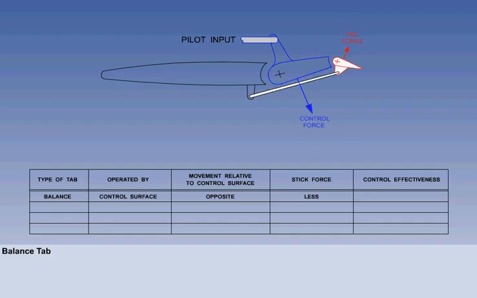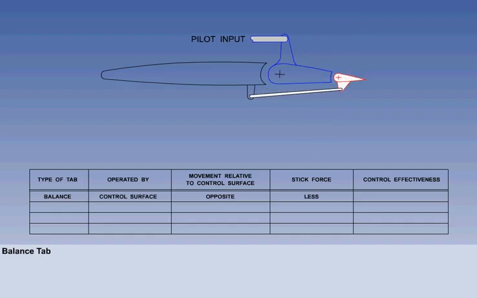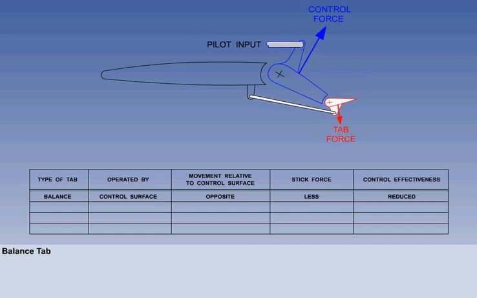It is the aerodynamic force on the balance tab acting in the opposite direction to the one on the control surface which reduces the hinge moment. Because the balance tab moves in the opposite direction to the control surface, the effectiveness of the control is reduced. This is because the opposite motion of the balance tab reduces the change in camber commanded by the pilot. In practice, the designer will compensate for this.